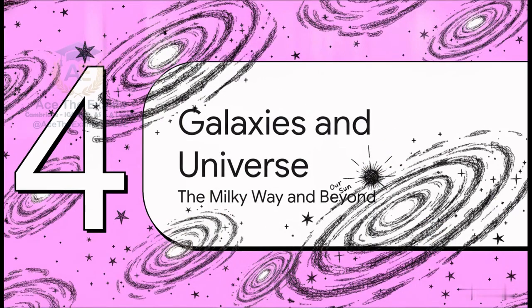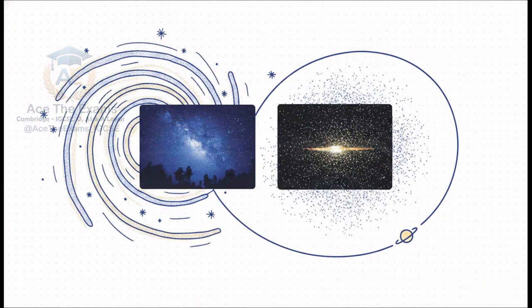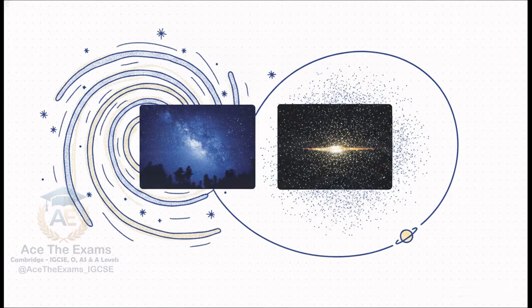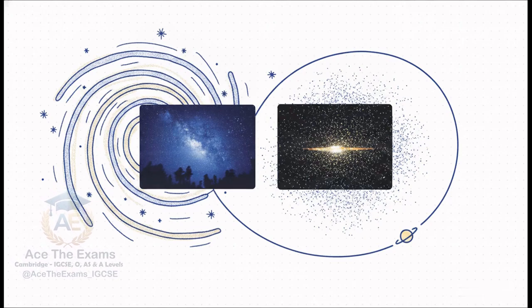Section 4. Galaxies in the Universe. So stars don't just wander around out there alone. They actually cluster together by the billions to form these massive swirling structures called galaxies.